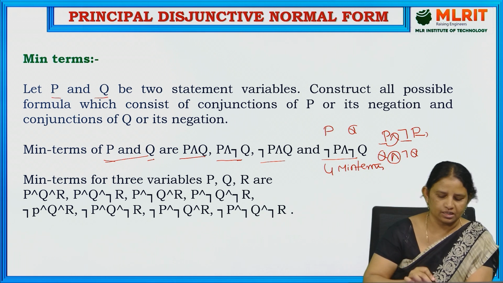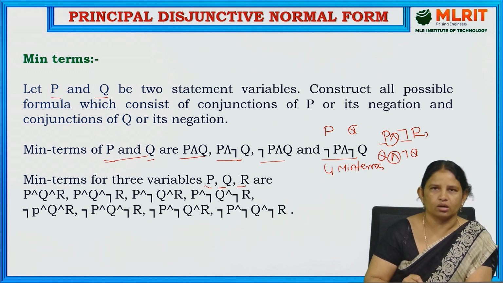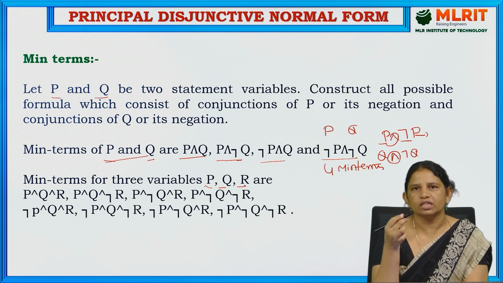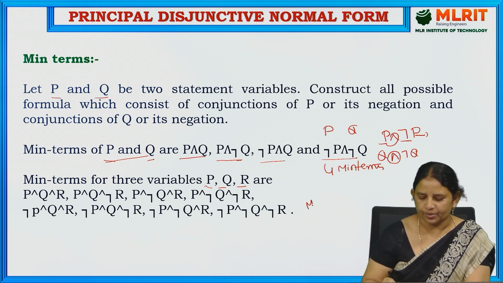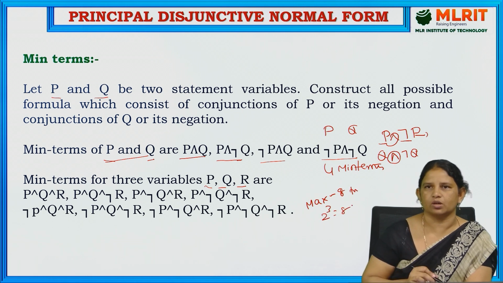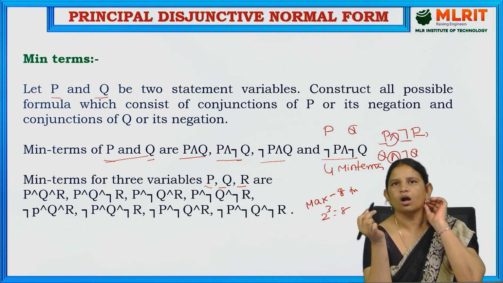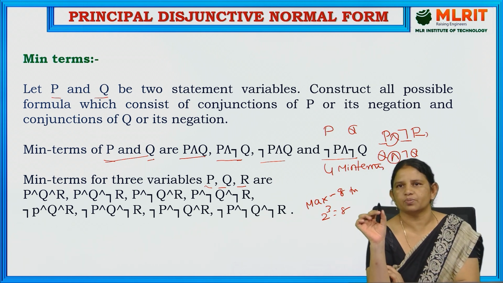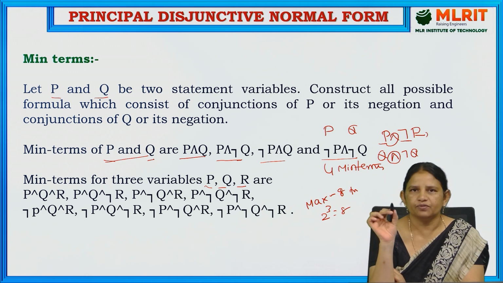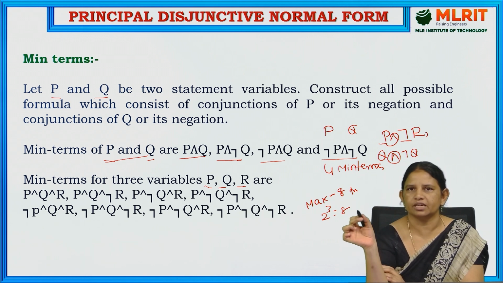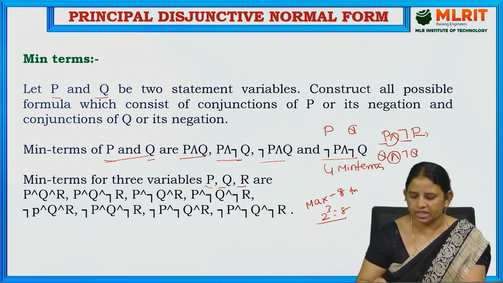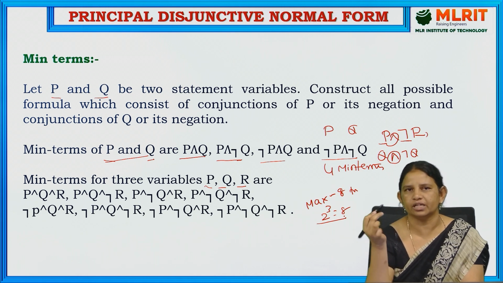Suppose you consider three variables, P, Q, R. In the case of the given statement formula, a maximum of 8 minterms are possible, that is 2 power 3. If there are two propositions present in the statement formula, a maximum of 4 minterms are possible. If there are three variables, a maximum of 2 power 3, that means 8 minterms, are possible.